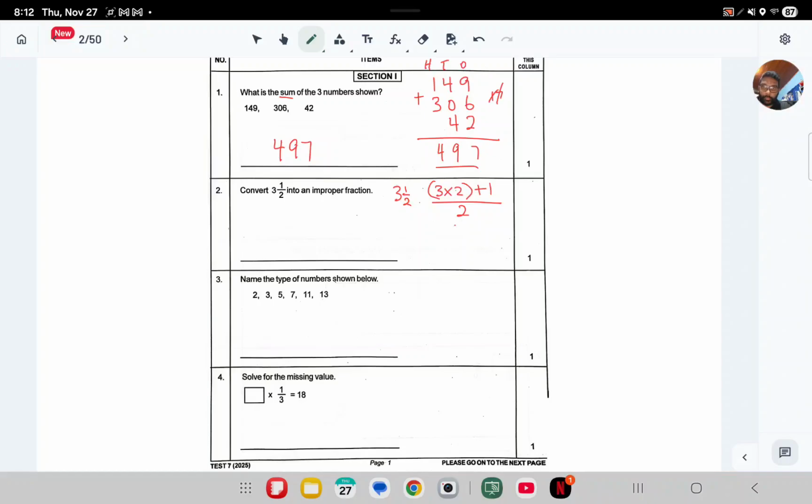3 multiplied by 2 is 6, add 1 is 7, all over 2. So 7 over 2.